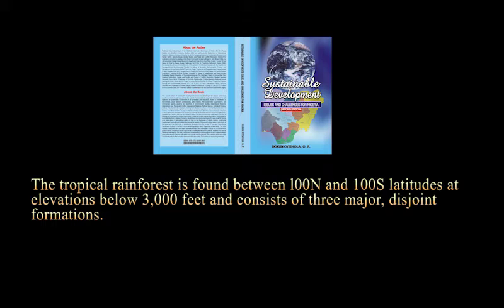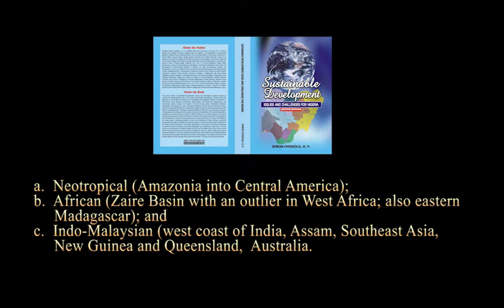The tropical rainforest is found between 10°N and 10°S latitudes at elevations below 3,000 feet and consists of three major, disjoint formations. A. Neotropical Amazonia into Central America. B. African Zaire Basin with an outlier in West Africa, also eastern Madagascar, and C. Indo-Malaysian west coast of India, Assam, Southeast Asia, New Guinea and Queensland, Australia.